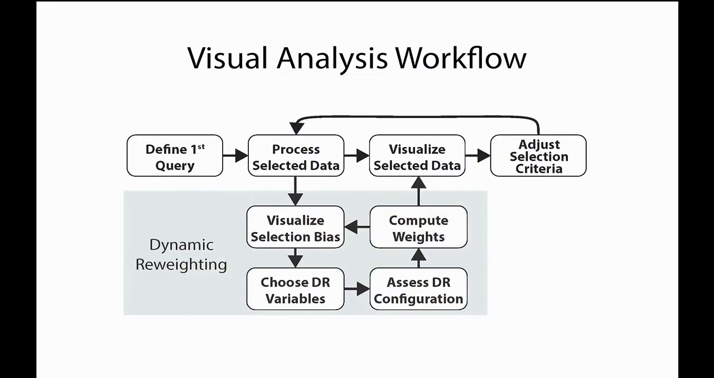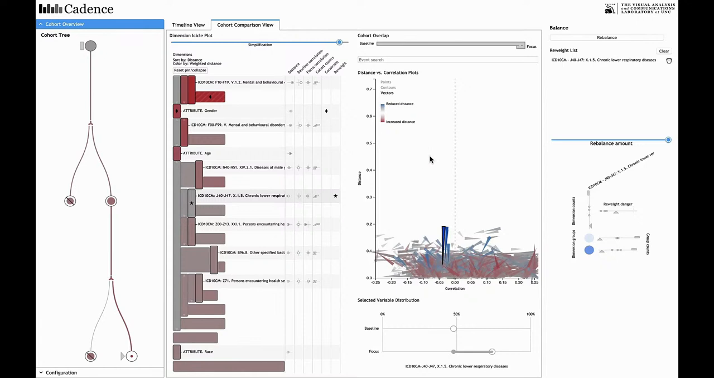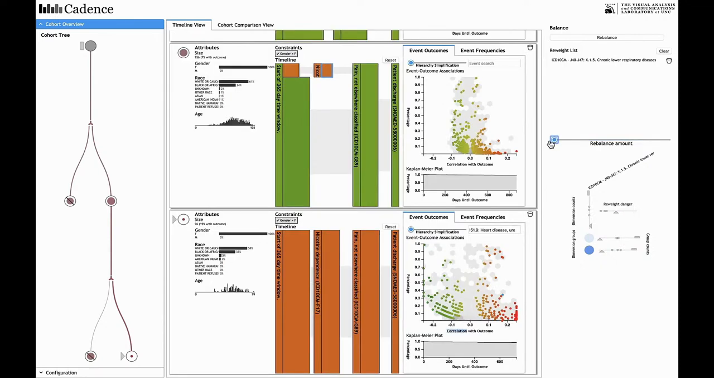The visual analysis of large-scale data from complex systems such as electronic health records has become increasingly prevalent, but can be prone to a variety of selection bias effects. We introduced dynamic reweighting, a novel approach to selection bias mitigation that helps users craft bias-corrected visualizations. This approach is implemented in the Cadence Visual Analytics tool, which provides visualizations of, and control over, the dynamic reweighting process.